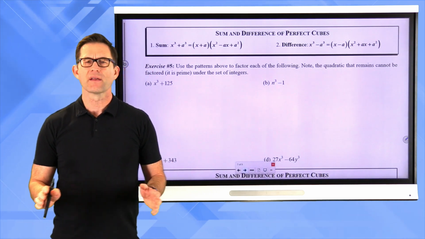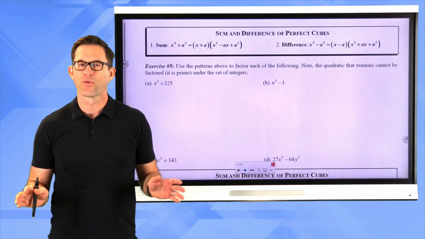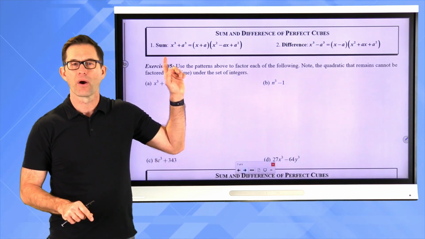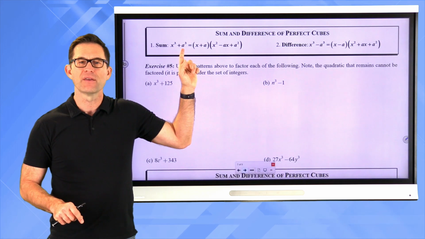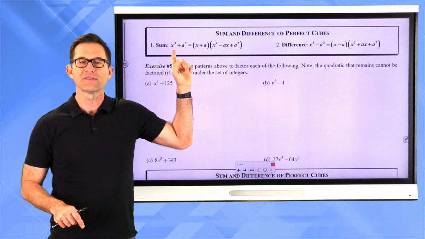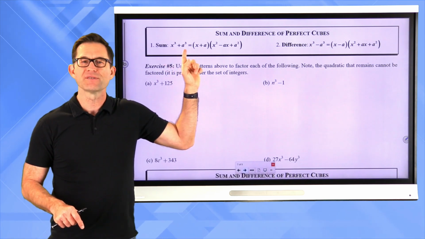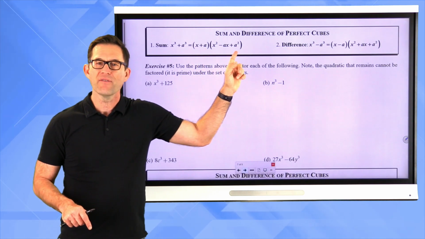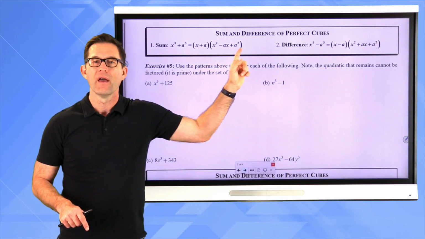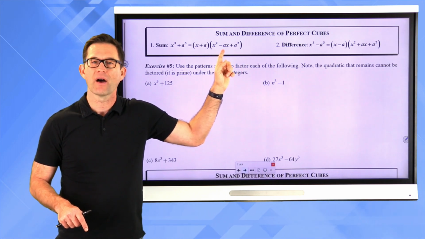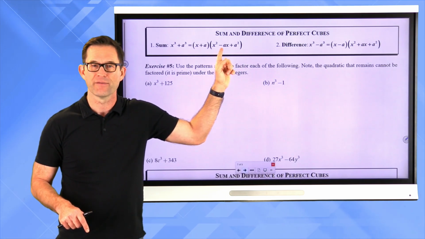First, let's just take a look at the sum and difference of perfect cubes formulas really quick to understand some structure. We've got x cubed plus a cubed. Notice the linear factor that comes out will have exactly the same sign as here. So when we have the sum of perfect cubes, we start off with x plus a. What we have in here is an x squared and an a squared, both of which are positive, and then this mixed term, a times x, but it ends up being negative.